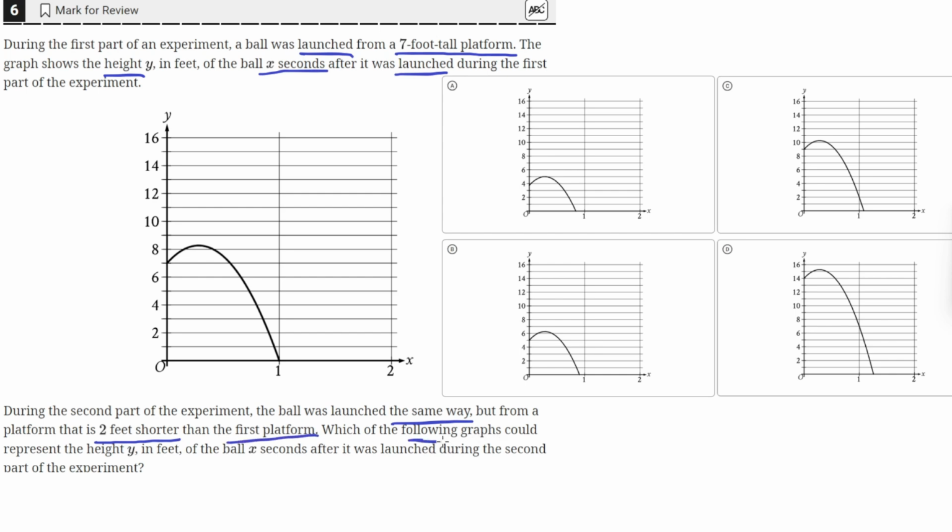Which of the following graphs could represent the height y in feet of the ball x seconds after it was launched during the second experiment?